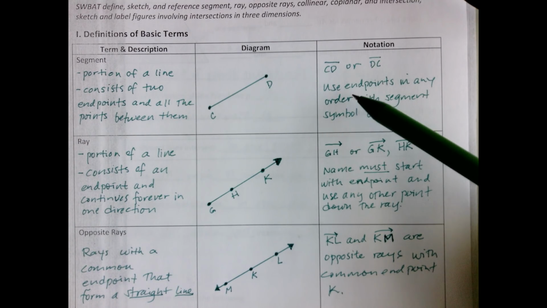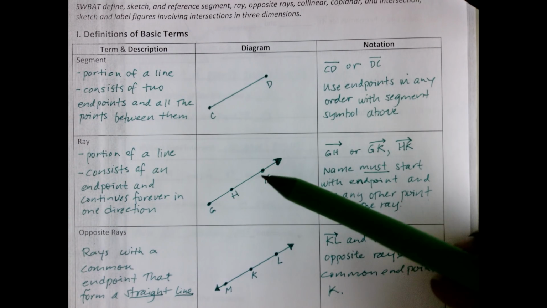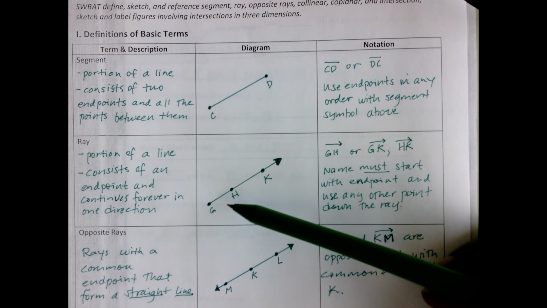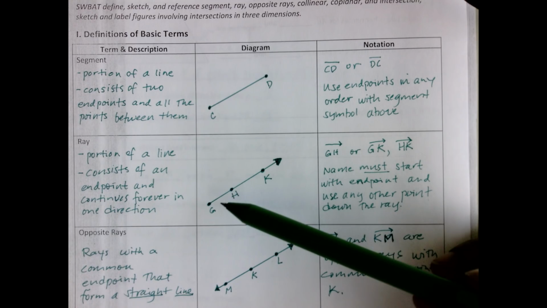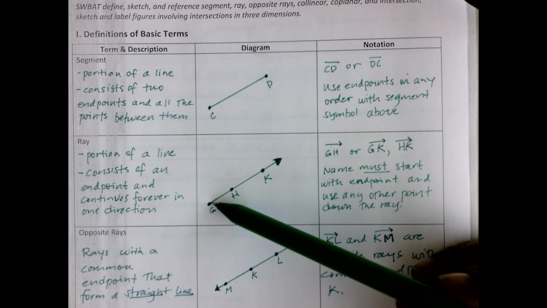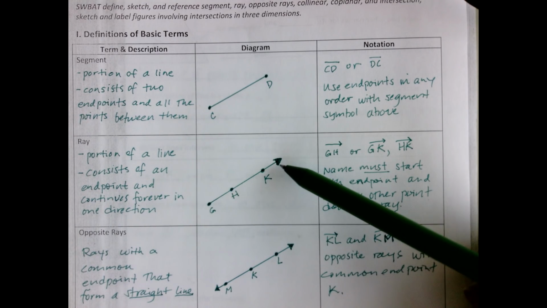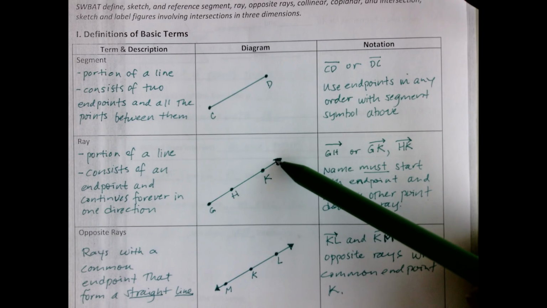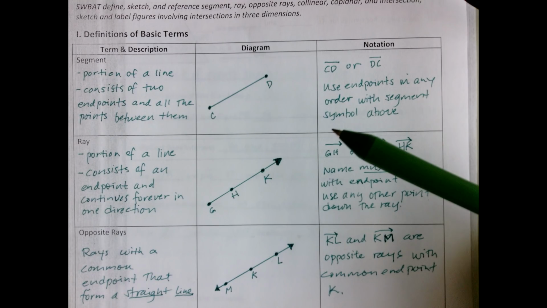Secondly, we have what is called a ray. So a ray is also a portion of a line, but a ray has the features of a line as well as a segment. So it has one endpoint or one starting point, but then at the other end is an arrow. So that's the thing. It only goes on forever in one direction, as opposed to a line that goes on forever in both directions. Okay? How do we name a ray?